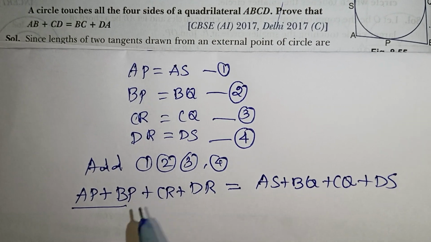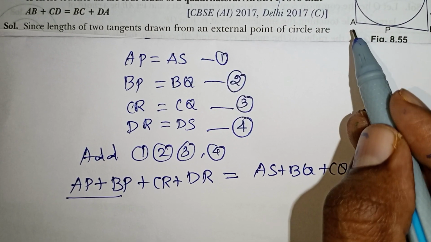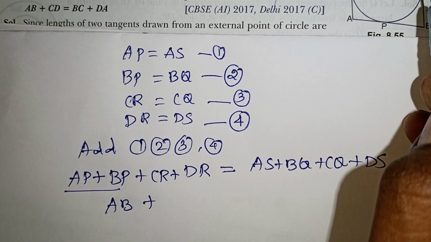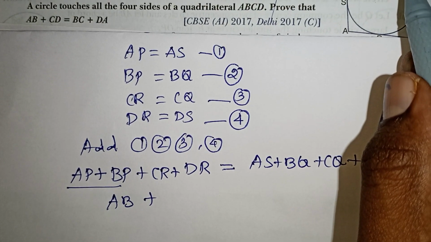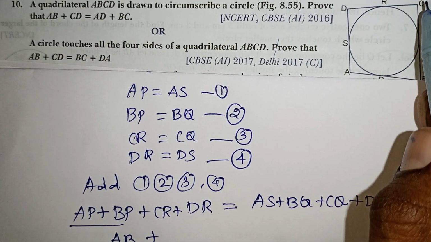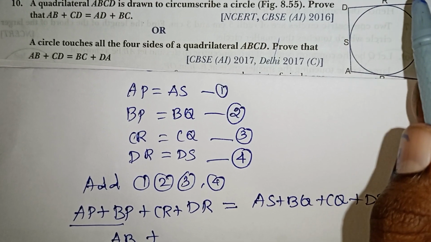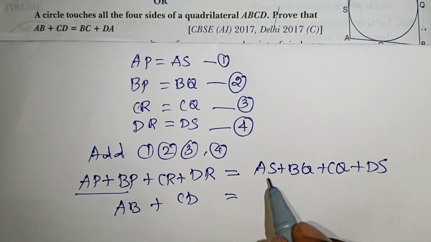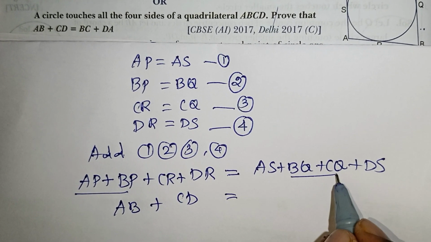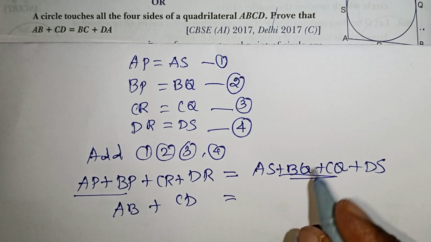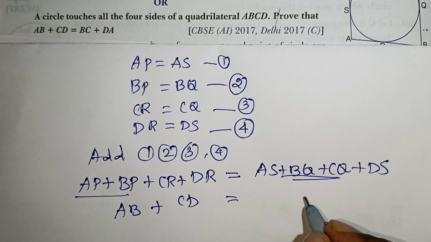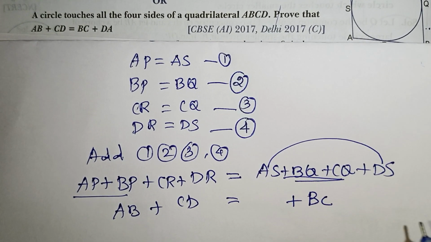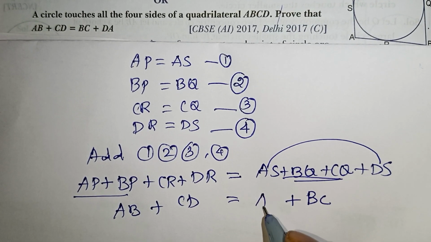If you add AP plus BP, look at the diagram, I will be getting the length AB, and CR plus DR. By looking into the diagram, CR plus DR if you add, you will be getting the total length of CD. So I can write CD here, which is equal to AS and BQ. AS and BQ cannot be added, but BQ and CQ can be added. BQ and CQ will give us BC. The common letters will get cancelled anyway. So BC plus AS and DS we can add. AS and DS if we add, you will be getting AD.